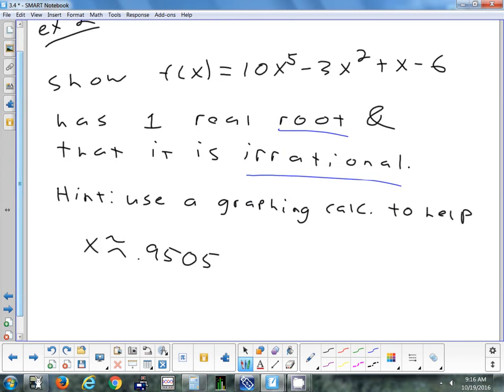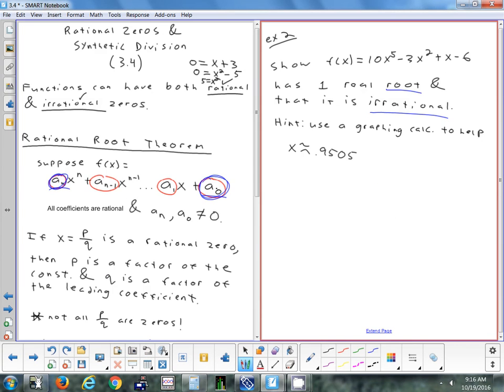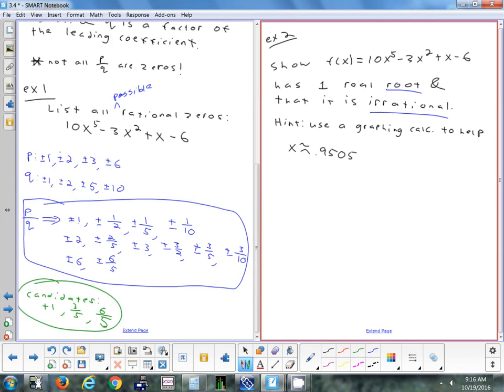So how can I prove that that number is irrational based on what I just did? Why does 0.9505 have to be irrational? Yep? Because none of those numbers equal that. Yeah, it's not in this list. This is the list of all the rational roots, every possibility that could happen. This number is not in that list. So if this is all the rationals, and that number is not in the list, it must be irrational. All right? That's how you prove it's irrational.